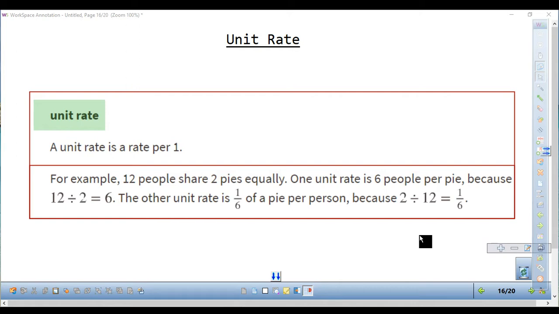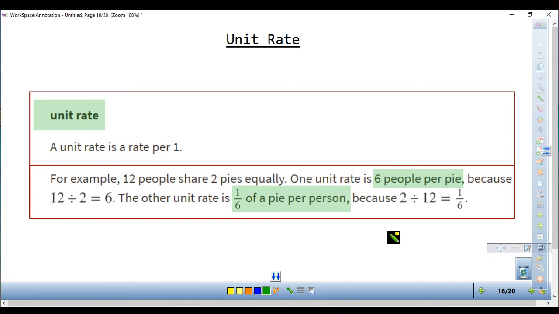For example, 12 people share 2 pies equally. So that isn't per one, that's actually 12 people sharing 2 pies. So 1 unit rate is 6 people per 1 pie. There are 6 people per 1 pie because 12 divided by 2 is 6. And the other unit rate that you can get from this same information is 1/6 of a pie per person. And you get this by going the other way around. 2 divided by 12 equals 1/6.